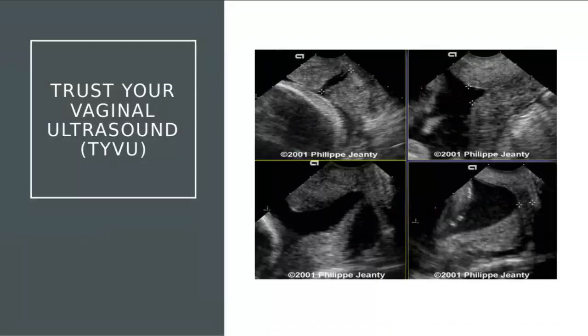There's an acronym called TYVU, Trust Your Vaginal Ultrasound, and that's going to help you determine how severe the incompetent cervix is. So you're going by the shape, right? You're going by TYVU. Now, T is going to be this top left picture. We're starting to see some dilation and shortening in that cervix, because now we're seeing some fluid in that cervical canal, right? So our cervix is making a T shape with its dilation.